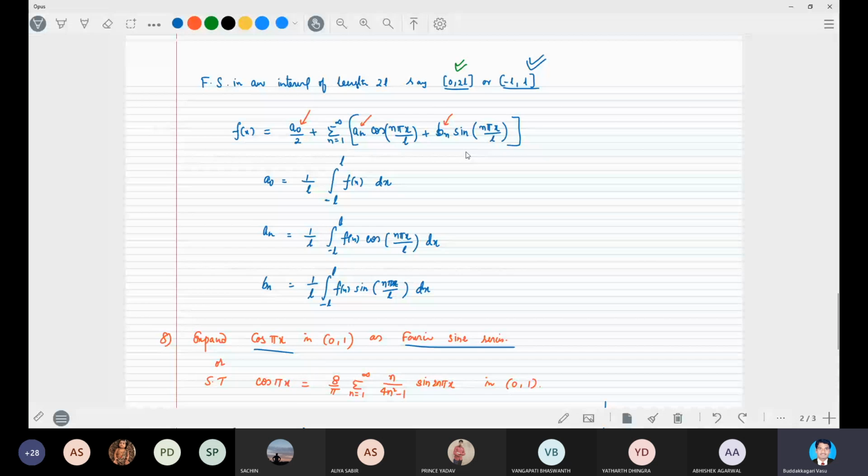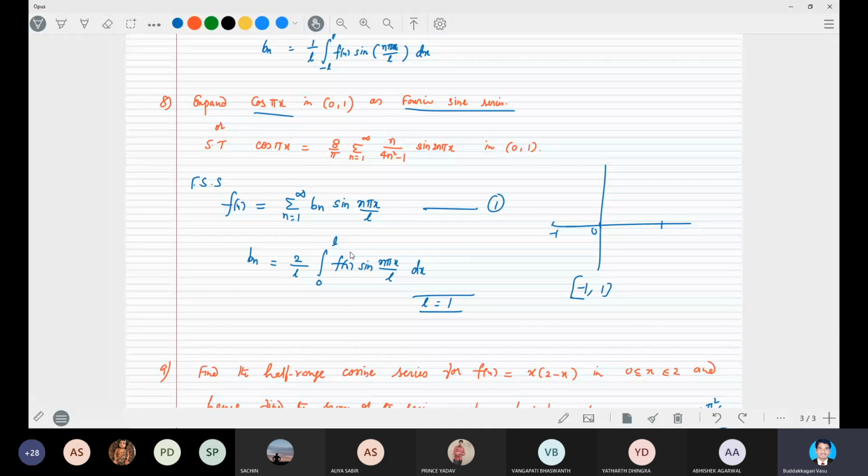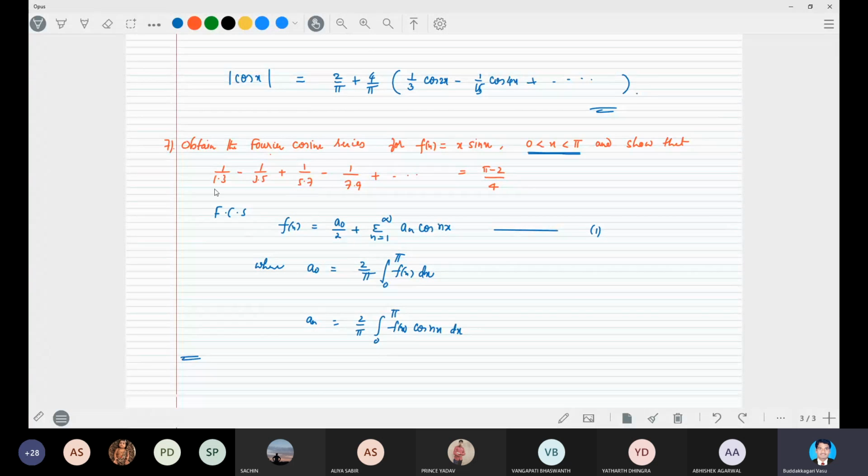This is already explained. Do this problem, the seventh one.